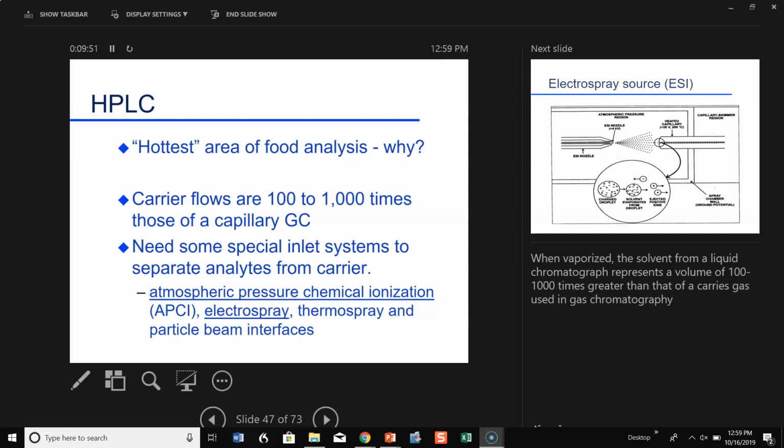HPLC, that's currently, let's say, the most exciting, the most innovation happening. If Pam were here, I could ask her about that. That's because LC is so far behind GC.